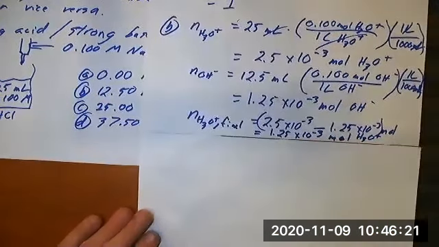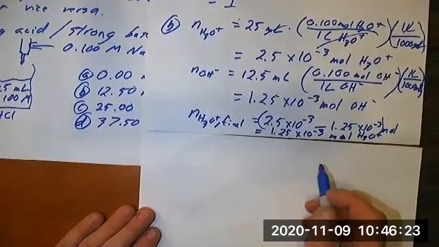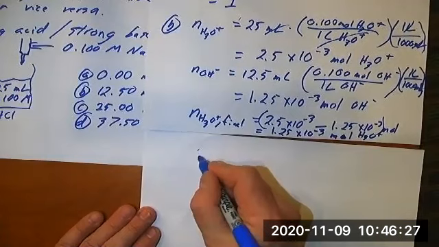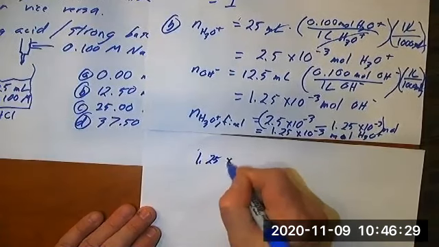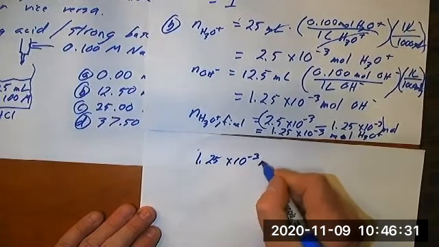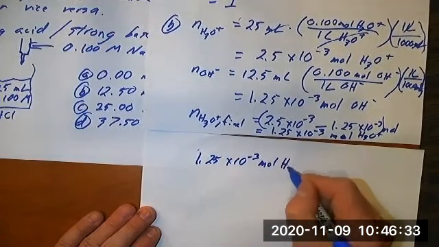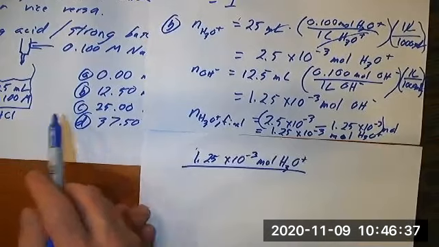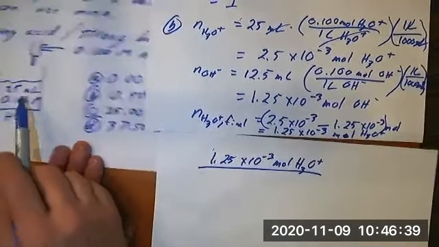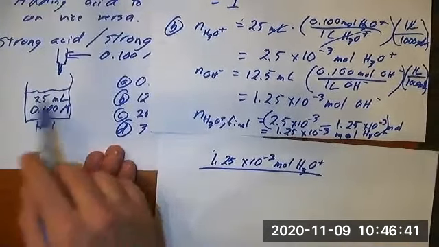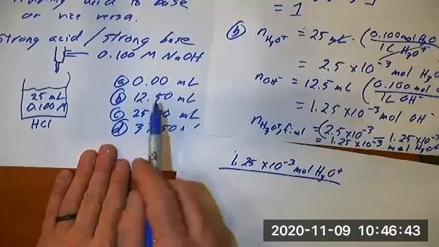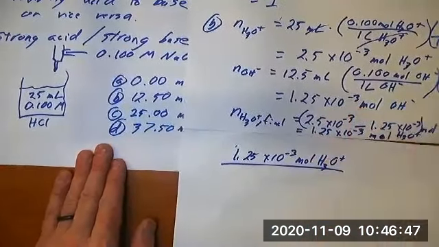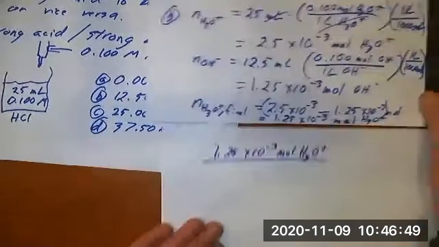Now, what volume is that in? Because we need a concentration. So we take 1.25 times 10 to the minus 3 moles of the hydronium over our volume, which is going to be 25 milliliters from the initial volume, plus 12.5 milliliters from the amount that was added, for 37.5 milliliters.